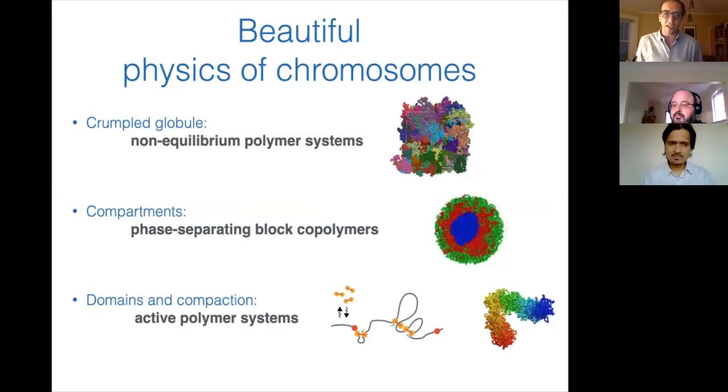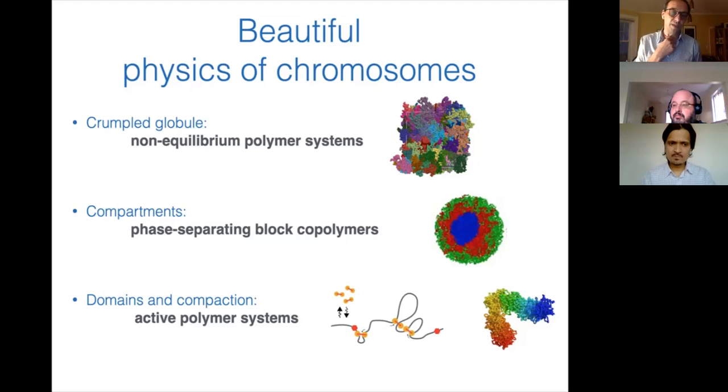Now, in my talk I will focus on, kind of stepping back. I think the physics of chromosomes is really beautiful because there are incredibly long polymers that reside in our cells, and there are all sorts of interesting physical phenomena there. Historically, people thought about chromosomes as equilibrium polymer systems. Over the last decade, we came to realize that, first of all, this is clearly a very far from equilibrium polymer system.